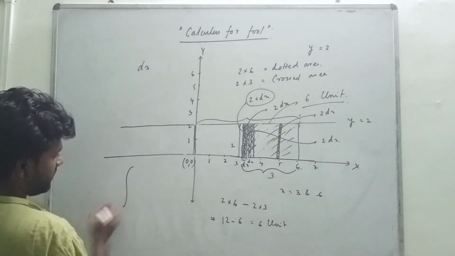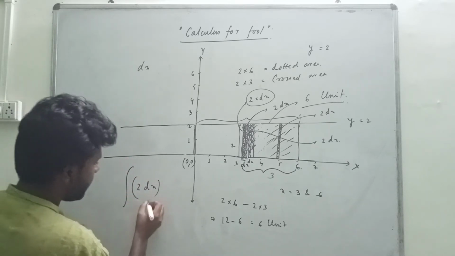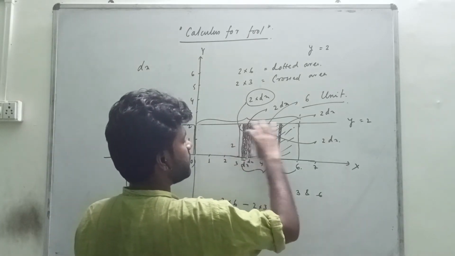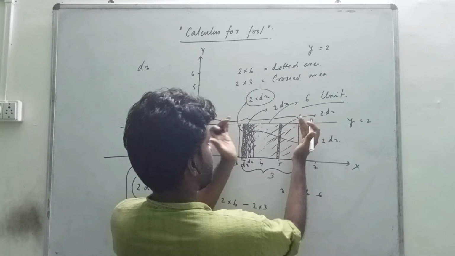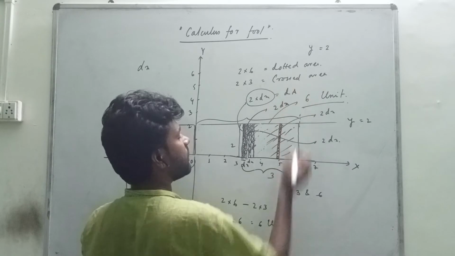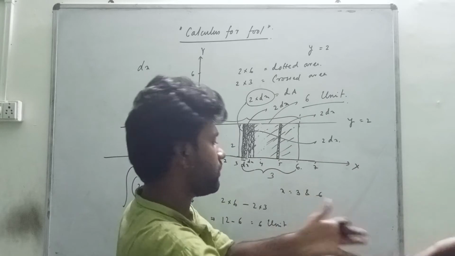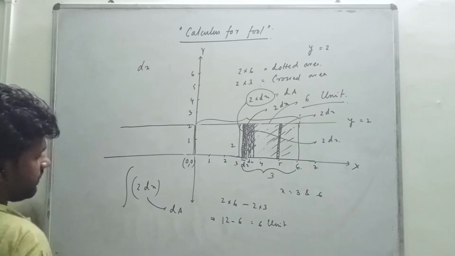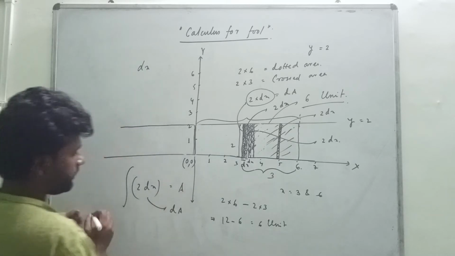This is actually the sum of the very small pieces of area. It is actually our dA, right? Because if this whole area I call A, there is a very small piece of area called dA. So if you add these very small pieces of area dA one by one, you will get the full area A.